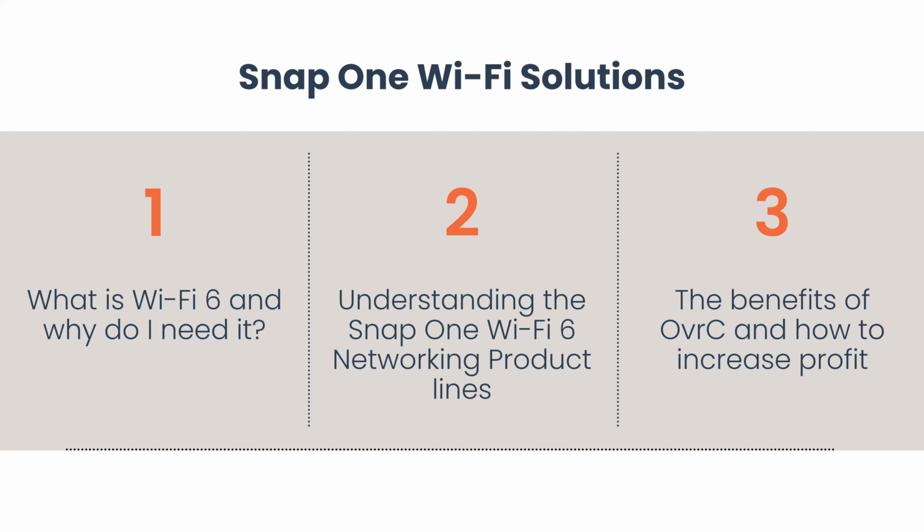Then we'll go into the product lines from both Access Networks and Arachnus and go into the differences of the product lines and a little bit on how to select and how to choose between which access point for your project. And then we'll dive into OvrC and the benefits that it provides in both efficiency and profitability for both product lines, not just Arachnus.